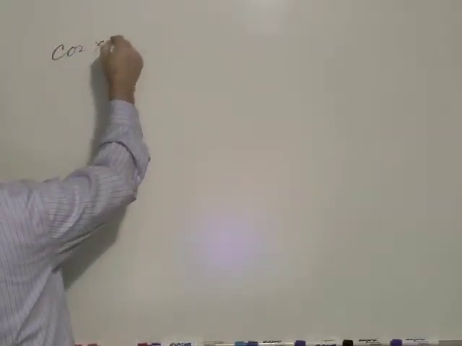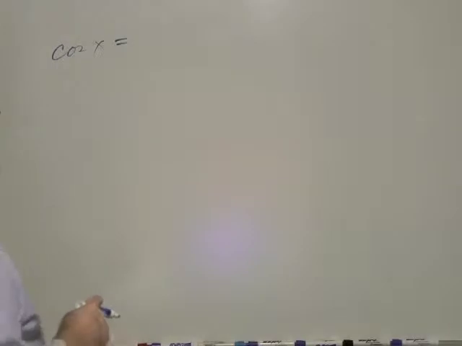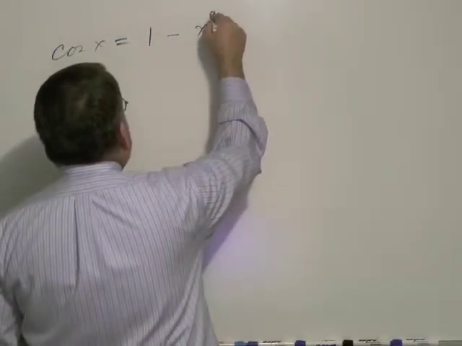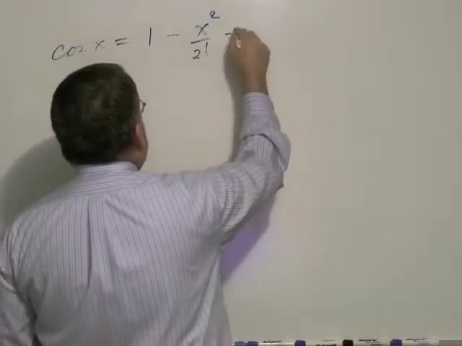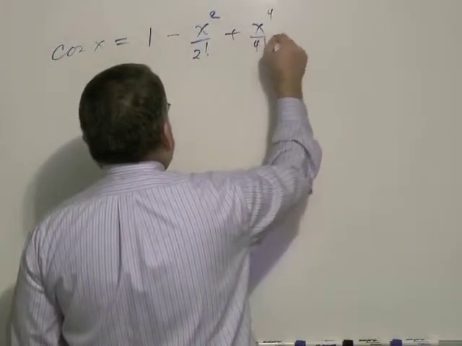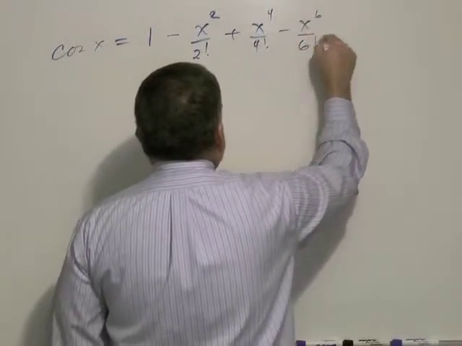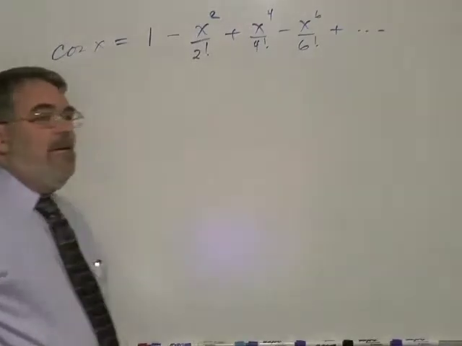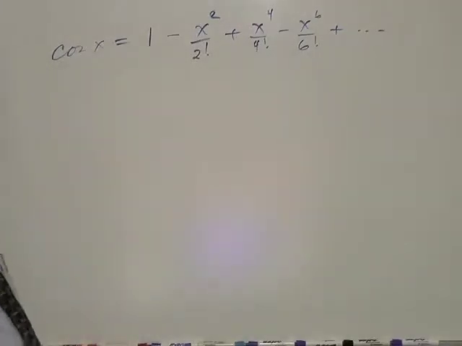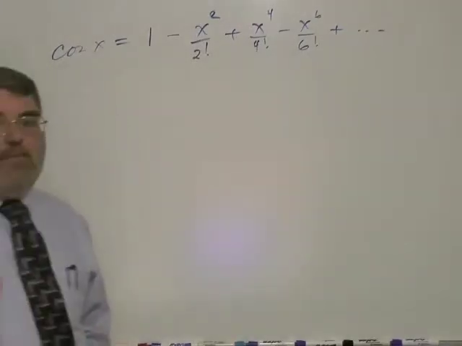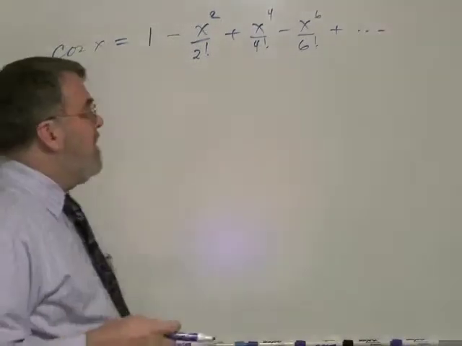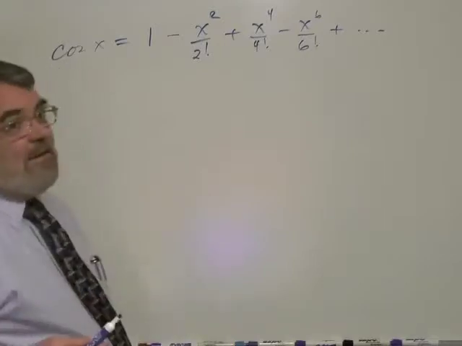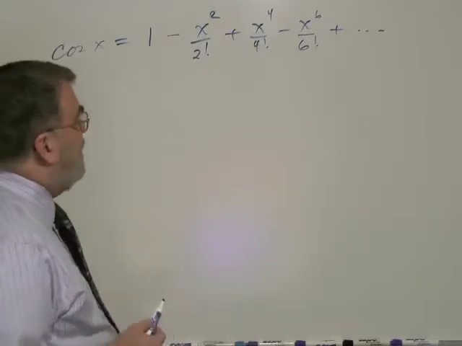So the cosine of x expands out this way. It's going to be 1 minus x squared over 2 factorial plus x to the 4th over 4 factorial minus x to the 6th over 6 factorial, and so on and so forth, ad infinitum. You see, the cosine function looks like an infinite degree polynomial. And because it is, it's known as a transcendental function, as is the sine function.